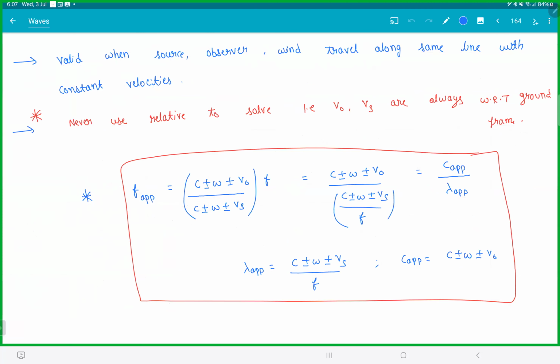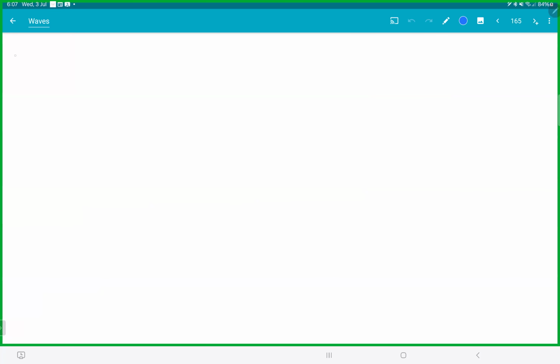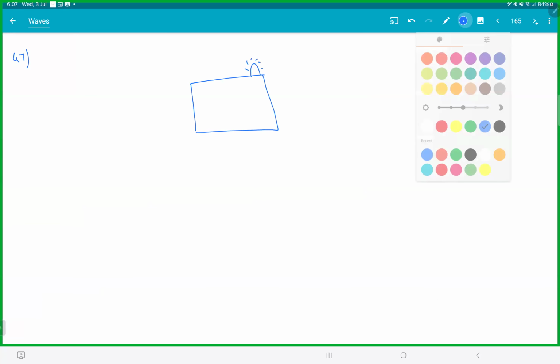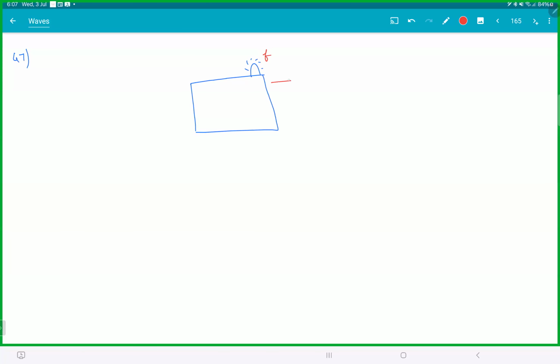Let's see a question. If you got this question, you understood the formula. So we have a bus here with a siren, frequency F. Here the vehicle itself is going with a speed of 10 meters per second. We have a person A here on the road. He is going with 5 meters per second. We have a person B here who is coming this way with 10 meters per second. We have a person C here. He is going towards the bus with 5 meters per second.